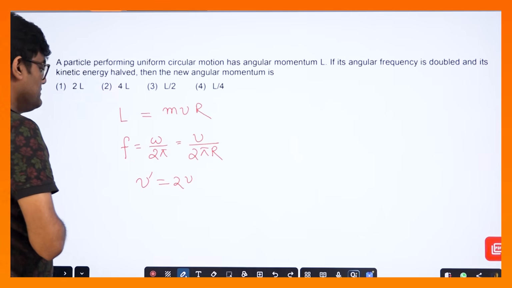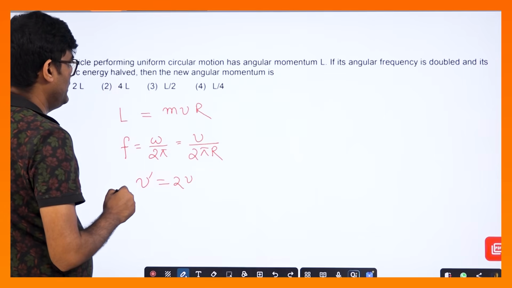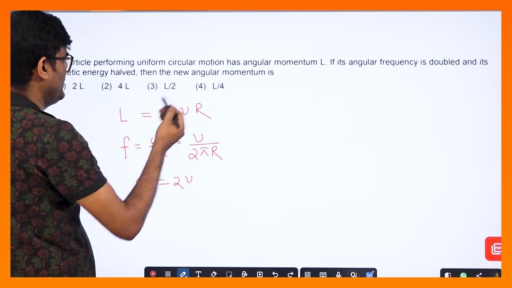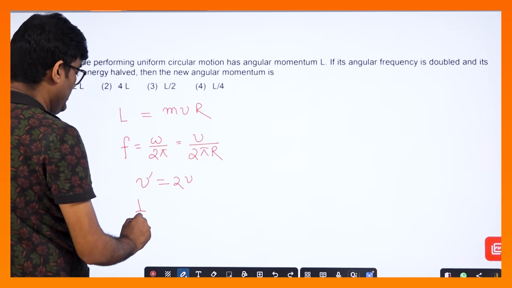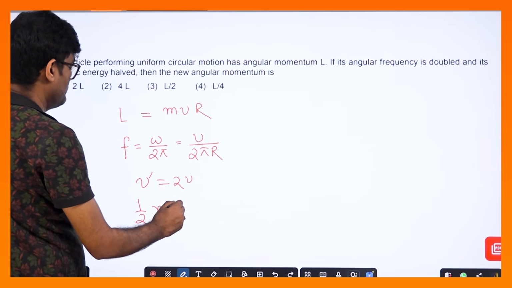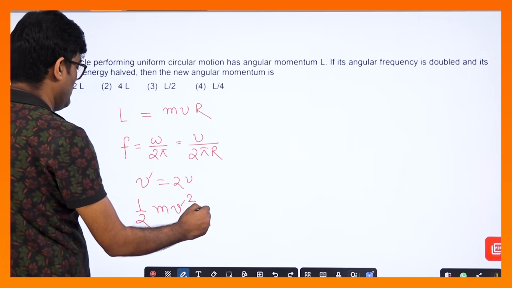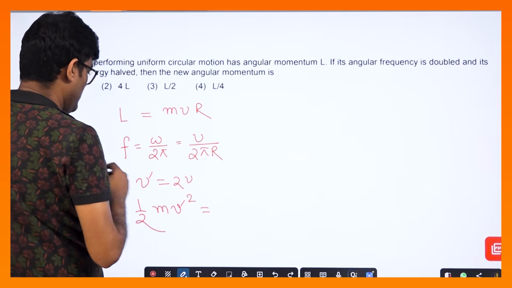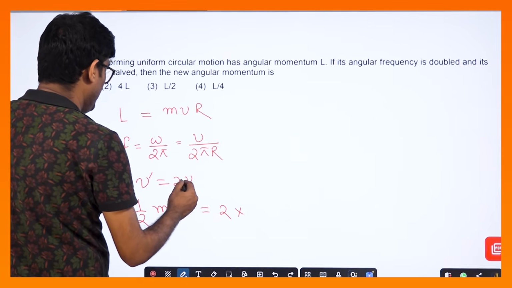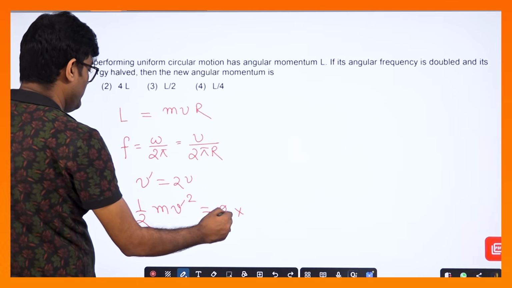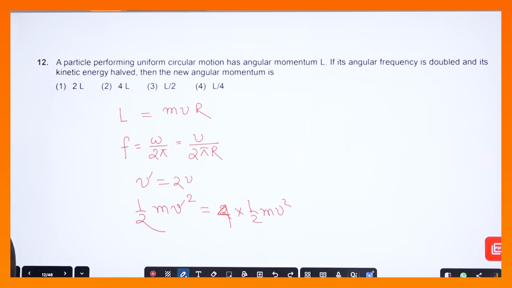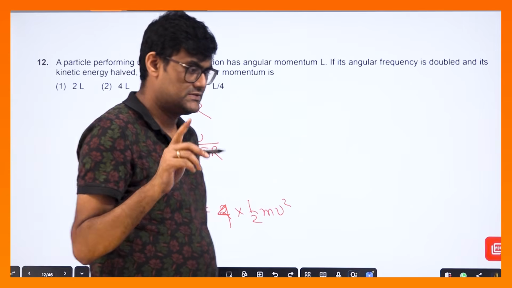And kinetic energy is made half. How do I make kinetic energy half? I think the radius is also decreasing. Otherwise, how can you make the kinetic energy half? v prime square is twice, it is 4, na? So it is 4 times half mv square. So the kinetic energy is 4 times, but it says that its kinetic energy is half. So the question missed a few pieces of information.